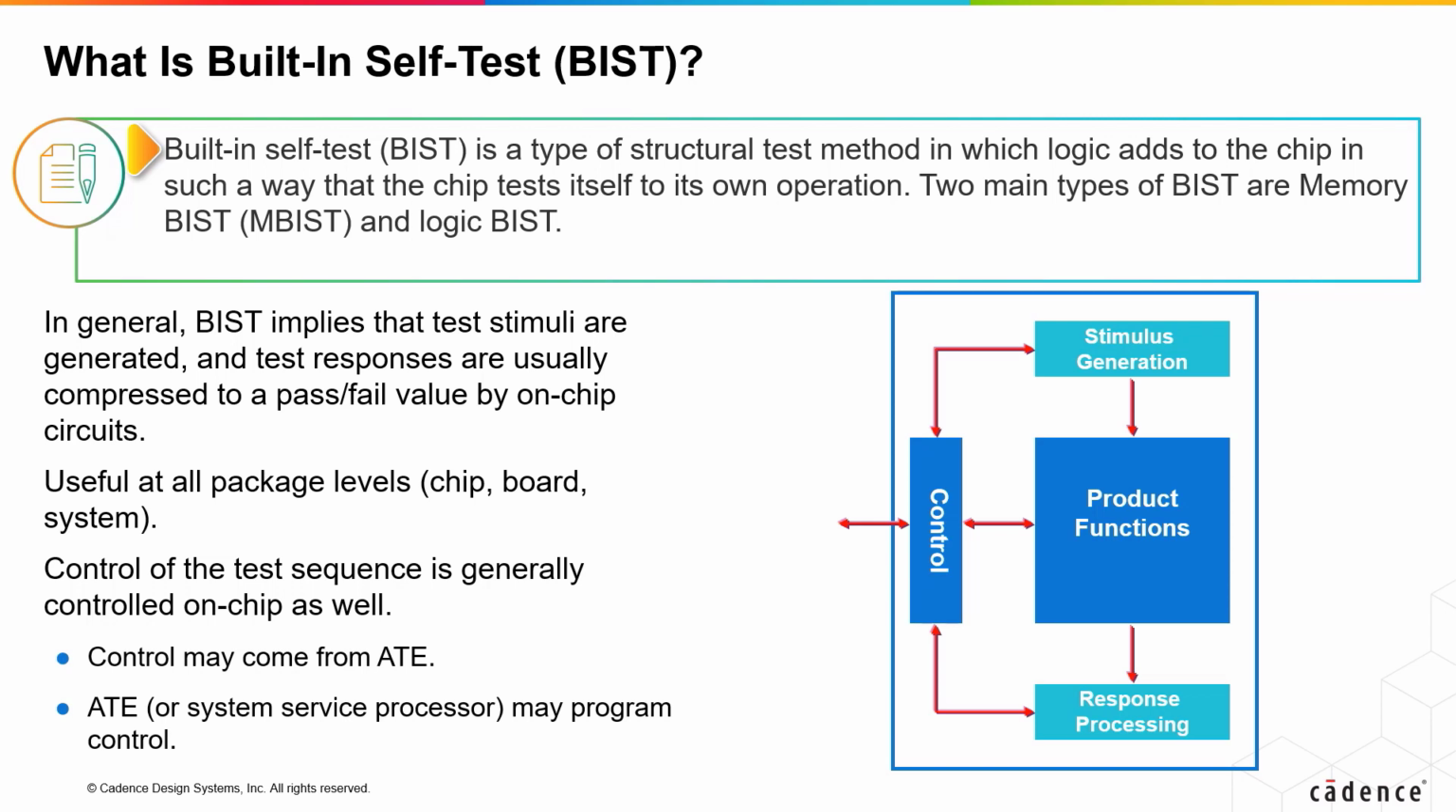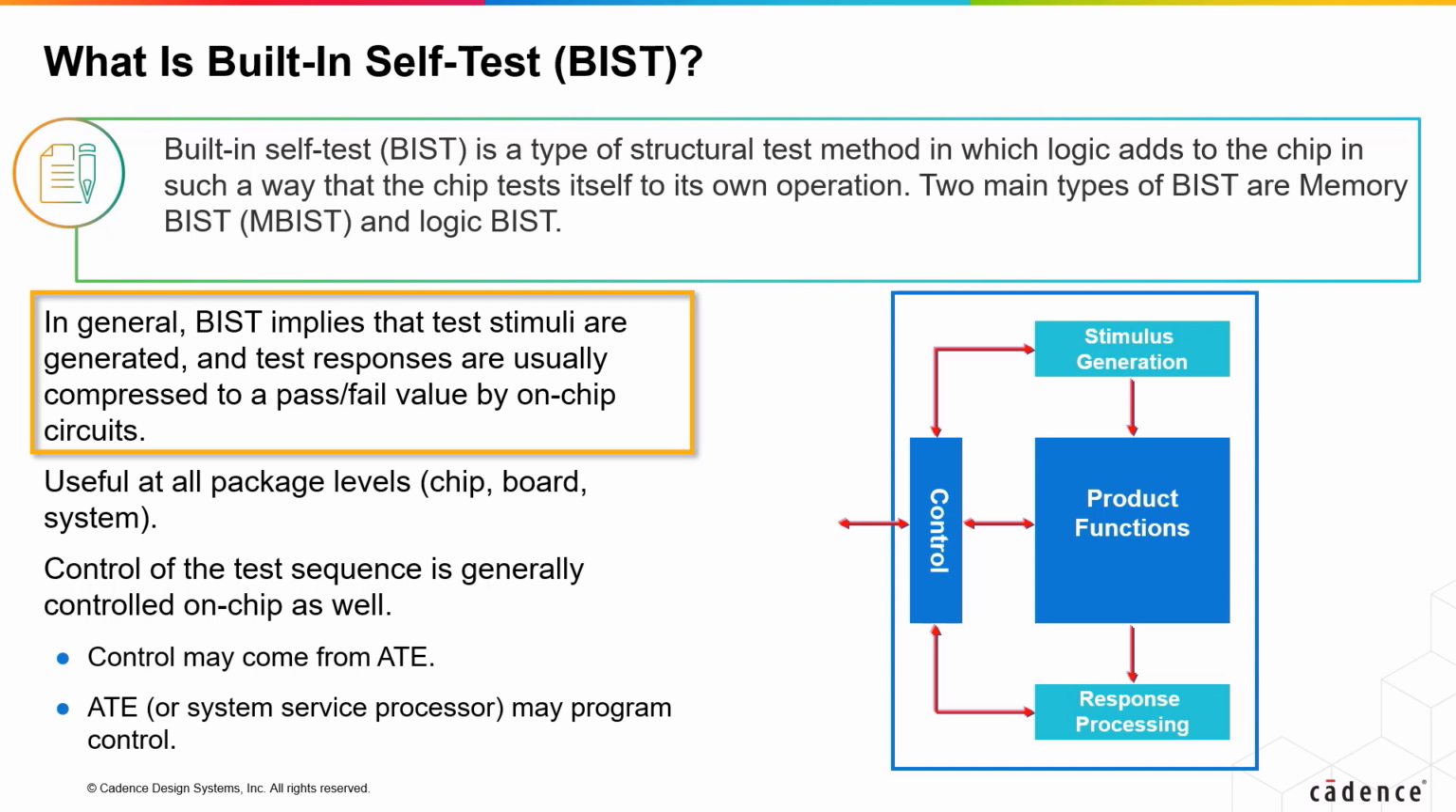Now we'll take a quick look at some of the other test methods, starting with built-in self-test, BIST. In general, BIST simply means that the test stimuli is generated on chip, the responses are captured on chip, and the test itself is controlled on chip. The stimuli may be deterministic or pseudo-random, and the responses are normally compressed to a pass-fail value which is checked at the end of the test. Otherwise, all of the concepts and rules discussed before still apply.